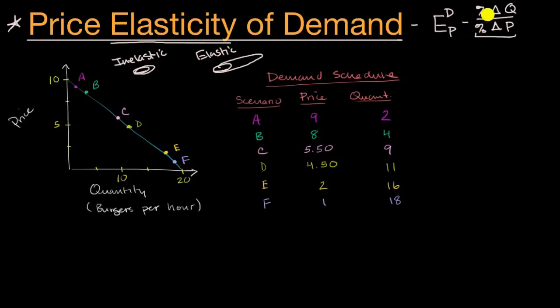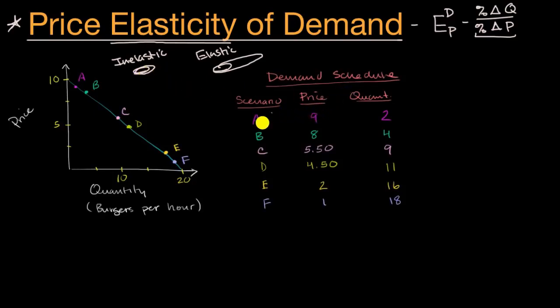Something where the quantity changes a lot for a given price change would be very elastic. So the magnitude of this will be larger. And if the percent change in quantity doesn't change a lot for a given percent change in price, then we're dealing with an inelastic price elasticity of demand. We'll be able to internalize these more as we work through the numbers.